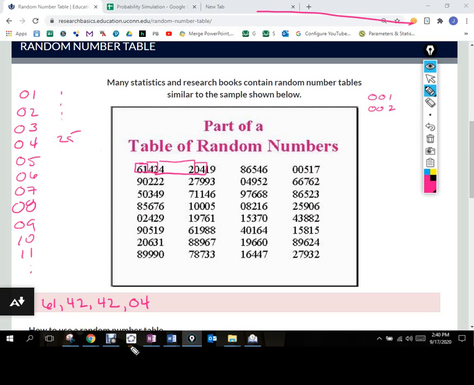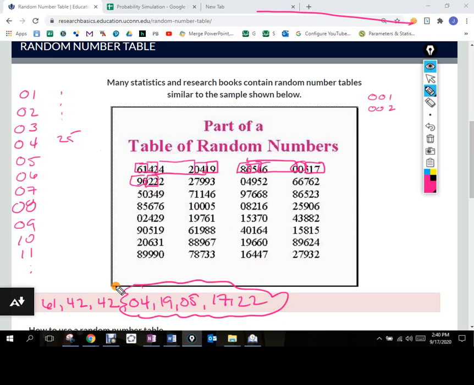And I keep doing that process of checking 2-digit numbers. So the next one's 19. Would 19 be in here? So I would choose the person attached to number 19. 86, don't have one of those. 54, don't have one of those. 60, don't have one of those. 05, we have one of those. We have a 17, okay? Then there's 90, and the last one, we'll pick off 22. So these then would be the 5 people that get chosen out of the 25.